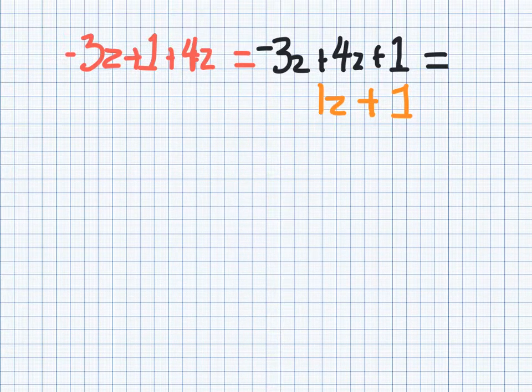And when I work it out, I get negative 3z plus 1 plus 4z equals negative 3z plus 4z plus 1. So I've combined my like terms, rearranged them, and that equals out to be 1z plus 1, or just z plus 1.